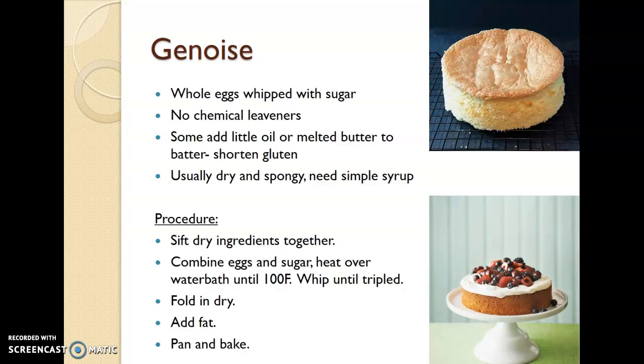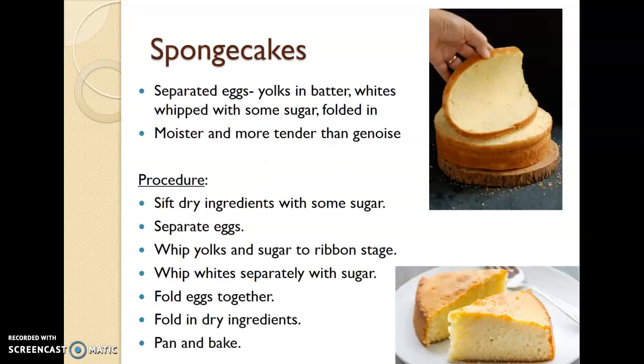So you're going to whip them until they're about tripled in size. Then fold in those dry ingredients. Lastly, we're going to add in that fat, and then we'll pan it and bake it. Again, this really relies on the actual air incorporated into the egg here. So it's important that when we pan it, we do not grease the sides of the pan, to allow for it to cling to it as it rises.